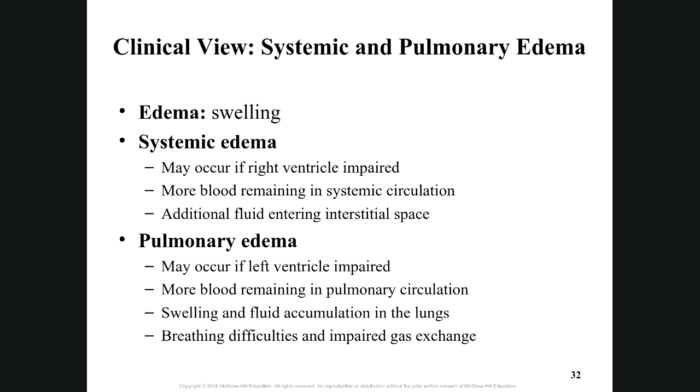And then we have a problem which we call systemic or pulmonary edema. I told you that the ventricular ejection and the stroke volume should be the same for both ventricles. If they are not the same, we have edema or swelling. We have two types of edema. One of them is called systemic edema, which may occur when our right ventricle is impaired and has a problem, with more blood remaining in our systemic circulation, and the blood can go into the interstitial fluid and make swelling.